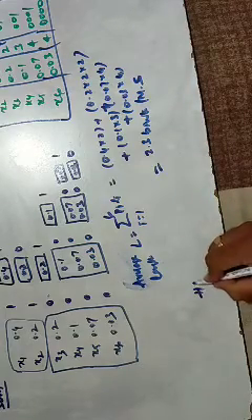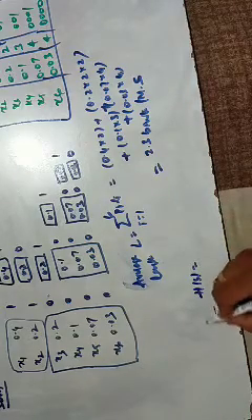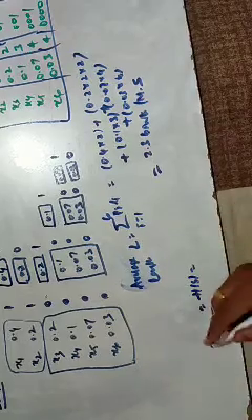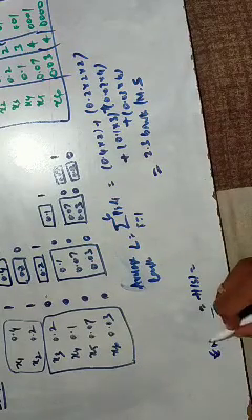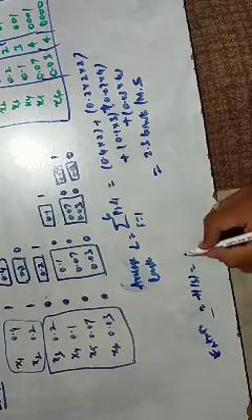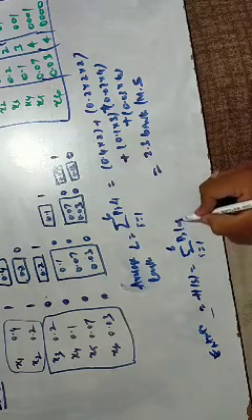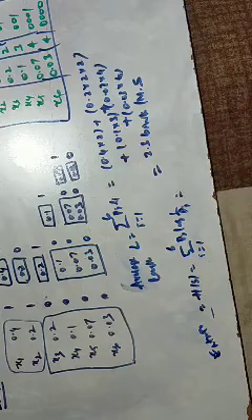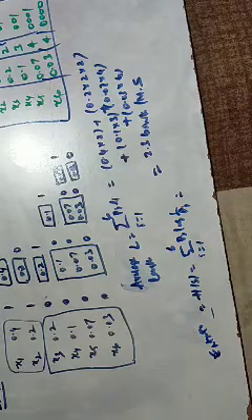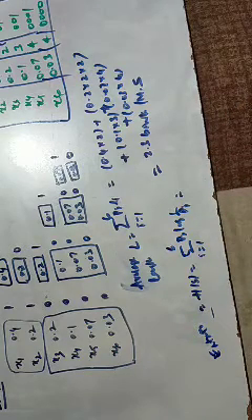Then H of S, the entropy, is nothing but the summation for i equal to 1 to 6 of Pi log 1 upon Pi.